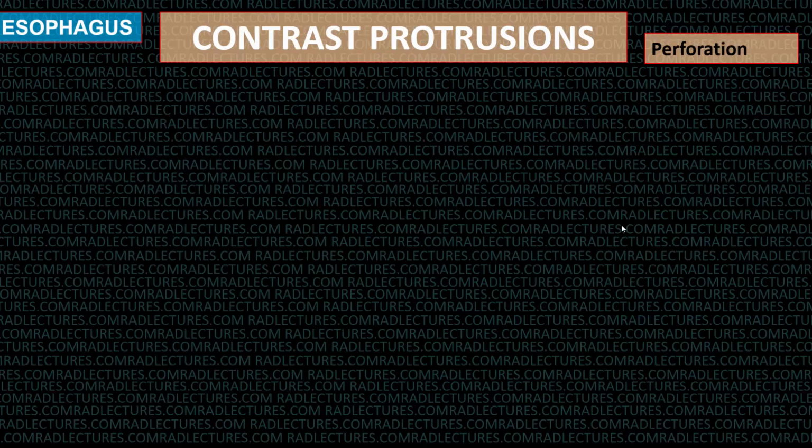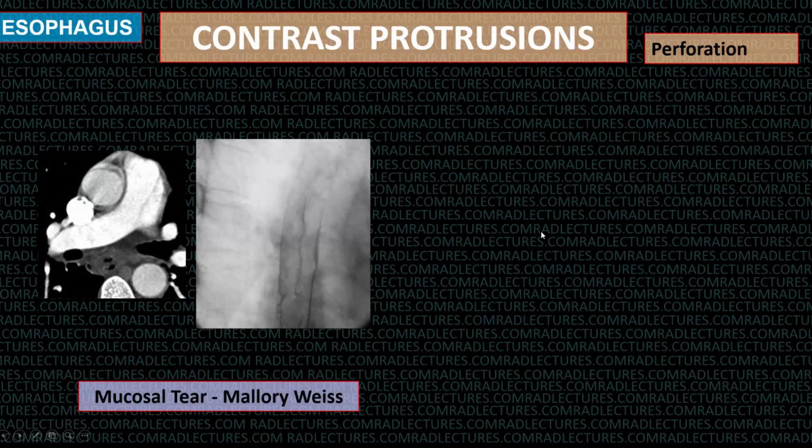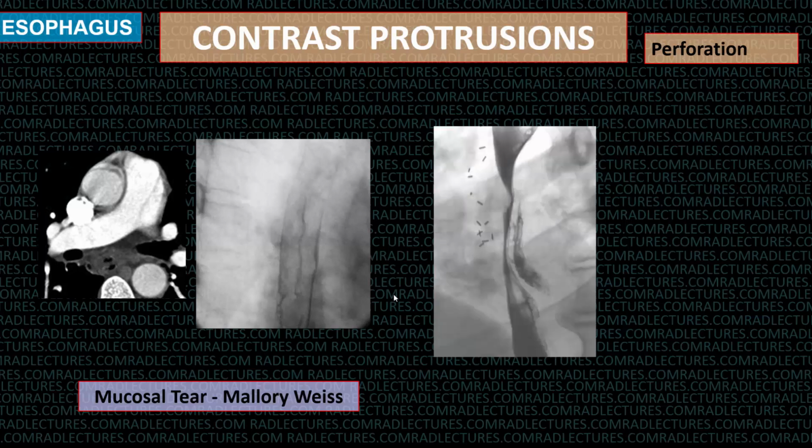Perforation of the esophagus can be due to mucosal tears, which is also called Mallory-Weiss syndrome, and usually it is not seen, but sometimes on CT, especially if a patient has chest pain, you may be able to see a small amount of air in the thickened esophageal wall. And if you do a barium study, you'll find a linear ulcer that is typical of a mucosal tear or Mallory-Weiss syndrome. These patients usually present with hematemesis and chest pain.